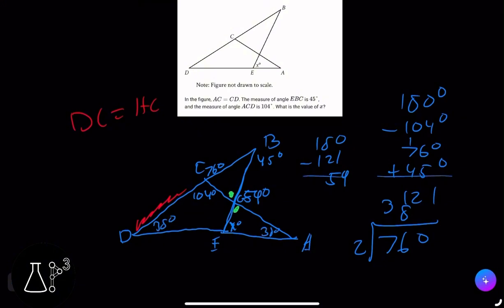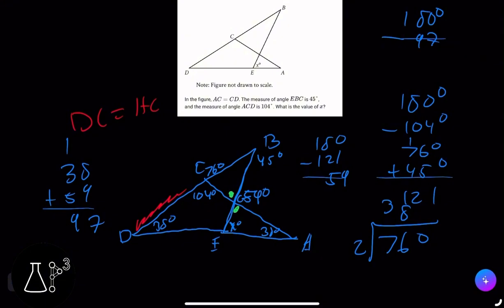So all I have to do now is understand that 38 plus 59 gives me 97. So to look for x, all I have to do is 180 minus 97, and that will give me the value of x. So 180 minus 97, I am going to get 83. So the angle measure of x, x equals 83 degrees.